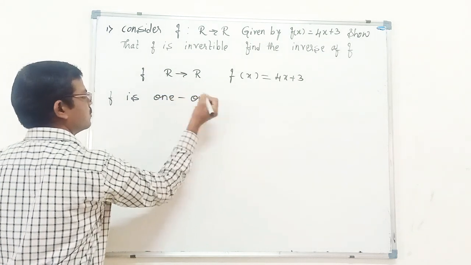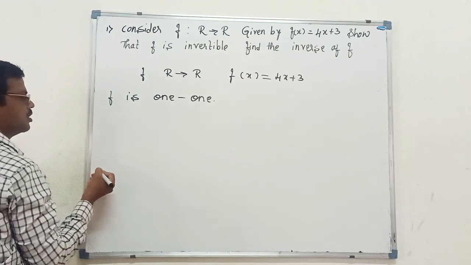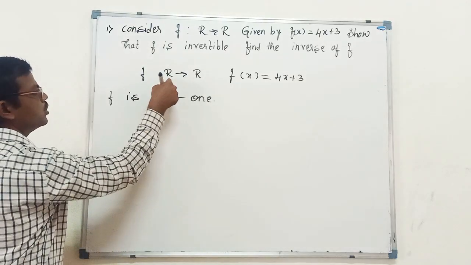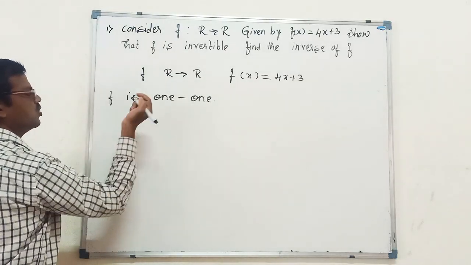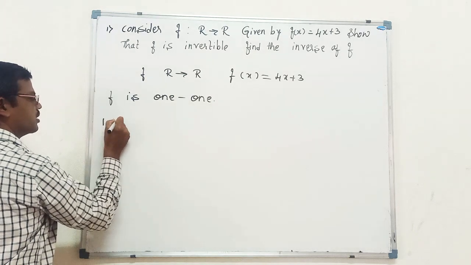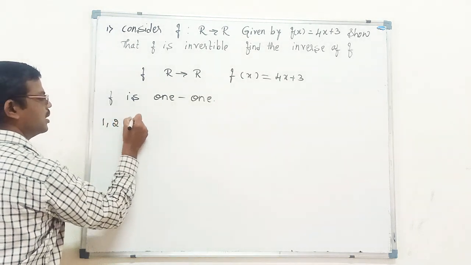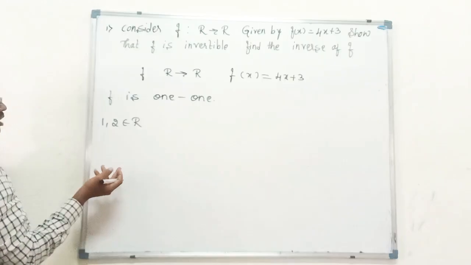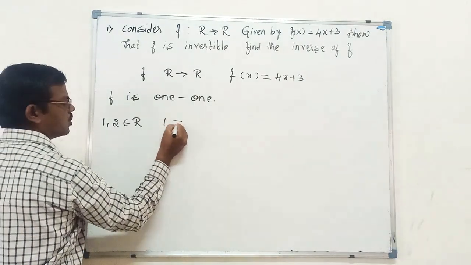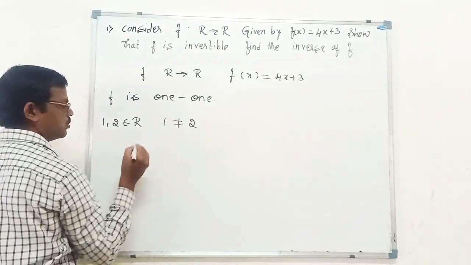f is one-one means let me consider two different real numbers. Let 1, 2 belong to R. These are the two real numbers. Are they different or not? Different, 1 is not equal to 2.